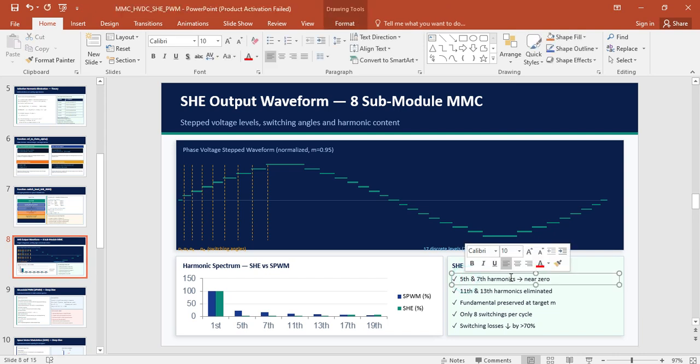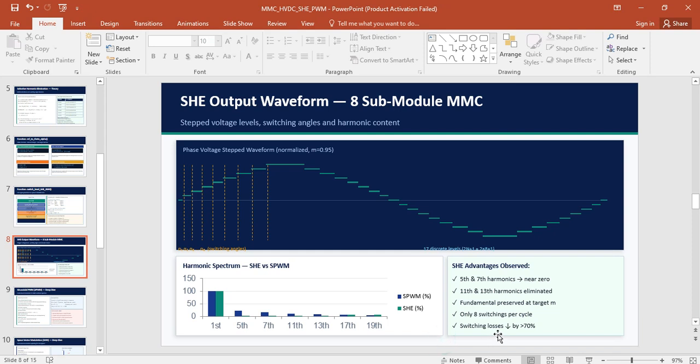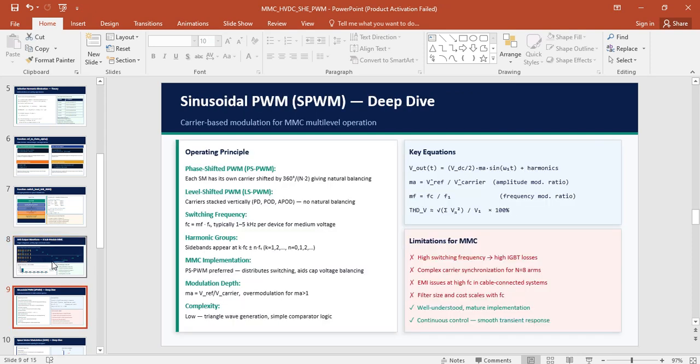Fifth and seventh harmonics near zero. 11th and 13th harmonics eliminated. Fundamental preserved at target M. Only 8 switches per cycle, and switching losses are reduced compared to the other PWM methods, 70% less. This is the SPWM comparison.